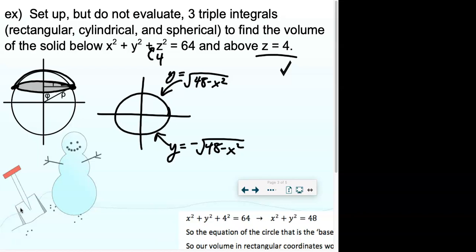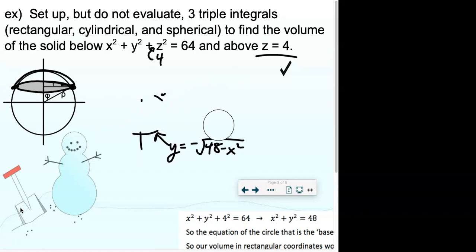All right, and then your x. So your x is like this point and this point. These points happen to be where y is 0. So your x ends up being negative root 48 to positive root 48. So anyway, so rectangular, when all is said and done, come back.